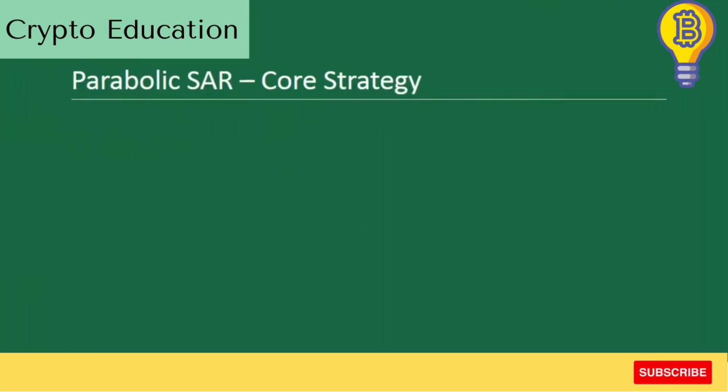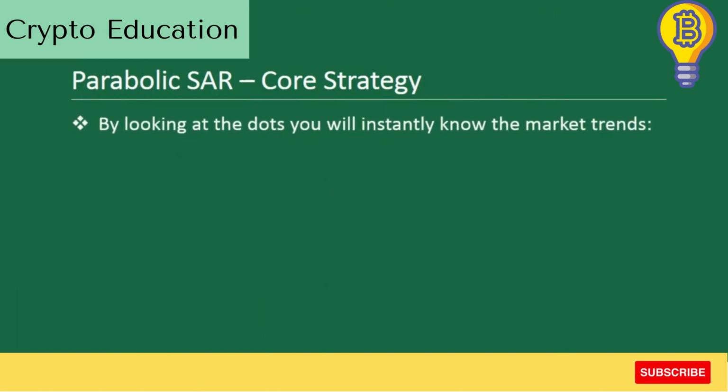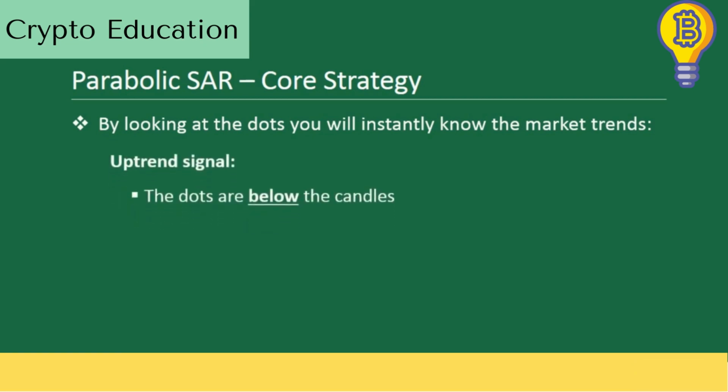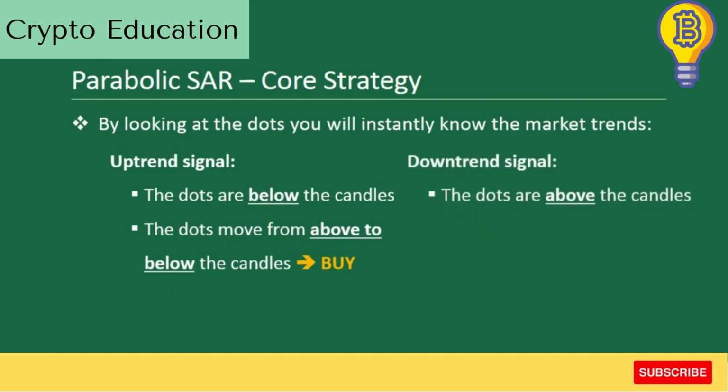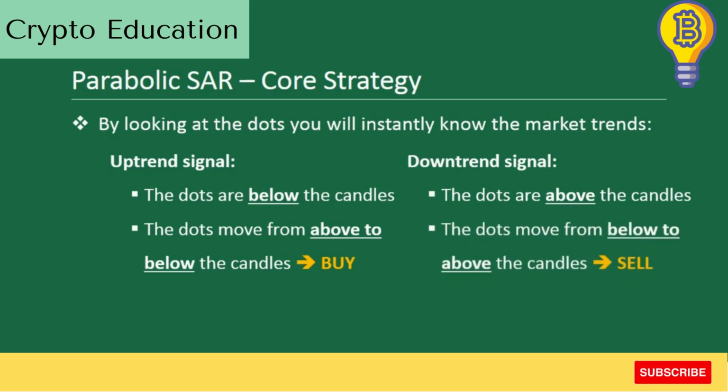The nicest thing about the Parabolic SAR is that it's very easy to use. By looking at the dots, you can instantly know the overall market trends. Basically, when the dots are below the candles or price bars, we're in an uptrend. When the dots move from above to below the candles, it's a buy signal. And when the dots are above the candles, we're in a downtrend. When the dots move from below to above the candles, it's time to sell your coin. Simple, right? Yeah, I thought so.